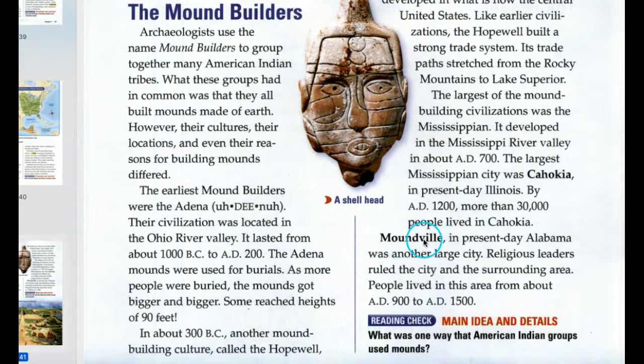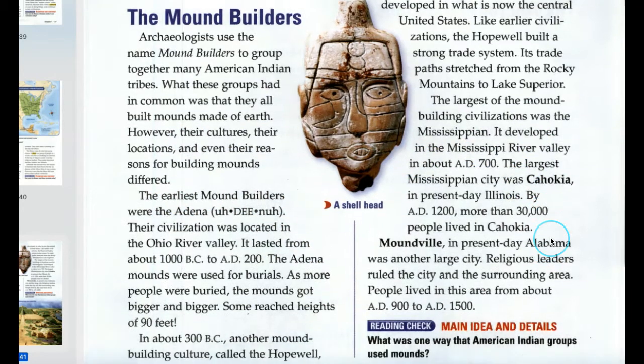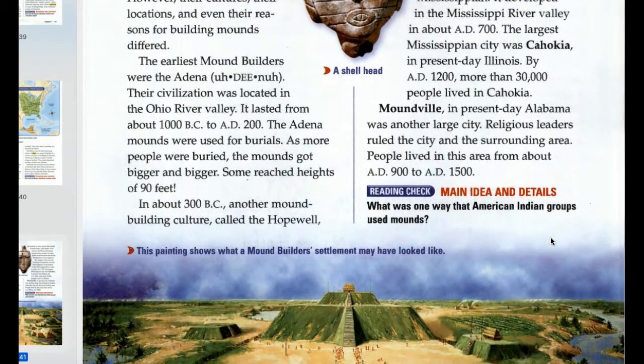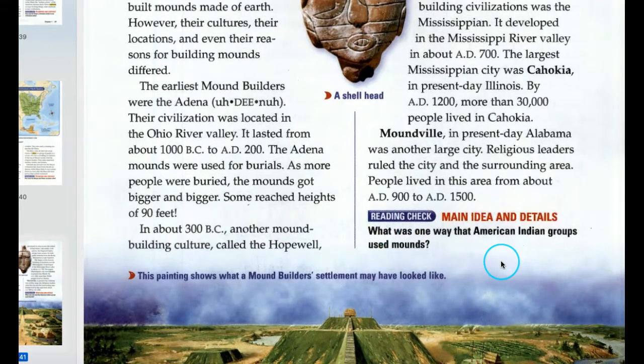Moundville in present-day Alabama was another large city. Religious leaders ruled the city and the surrounding area. People lived in this area from about AD 900 to AD 1500. So three mound builders: Adena, Hopewell, Mississippian. How do they use mounds?